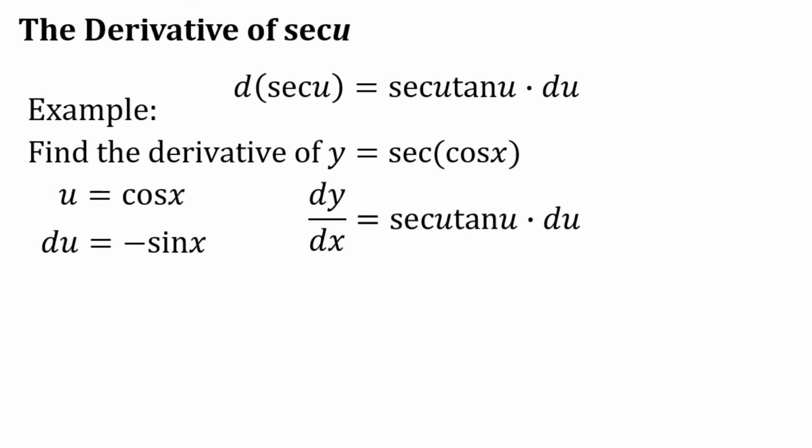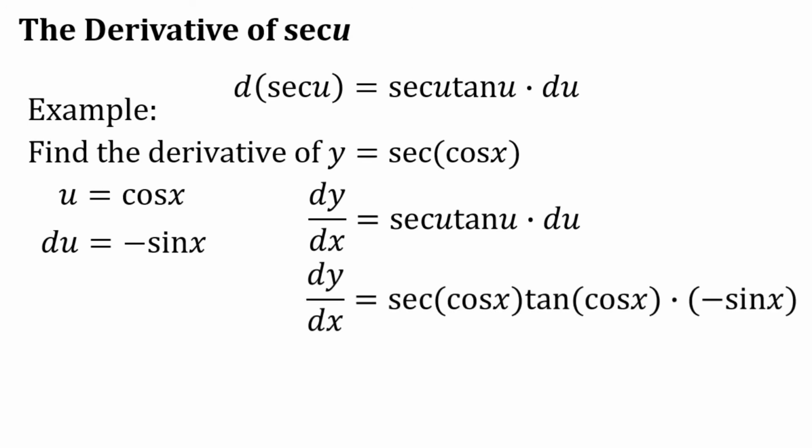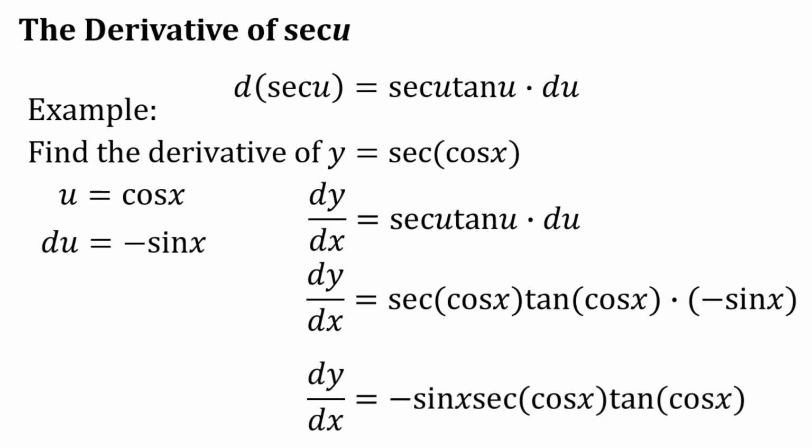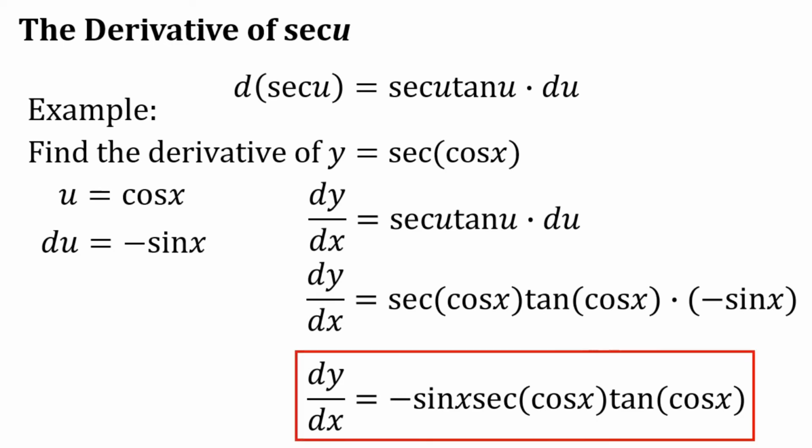Then apply the formula dy over dx equals secant u tangent u times du. Substitute the values of u and du. So this will become dy over dx equals secant cosine x tangent cosine x times negative sin x. Or dy over dx equals negative sin x secant cosine x tangent cosine x. This is our final answer.